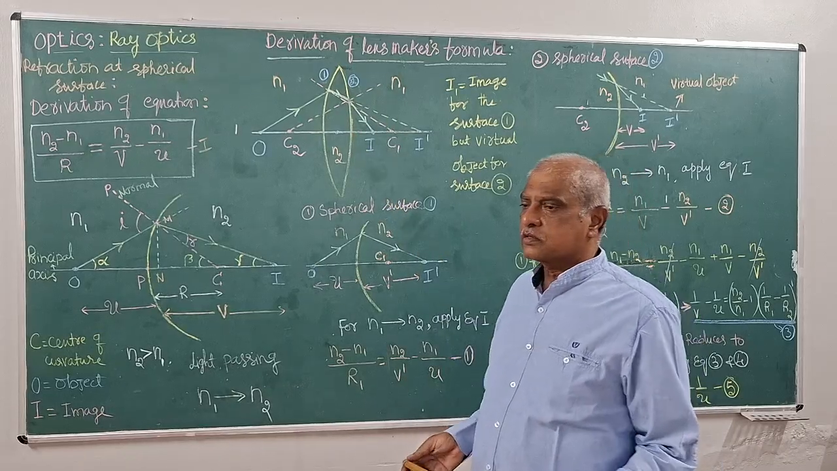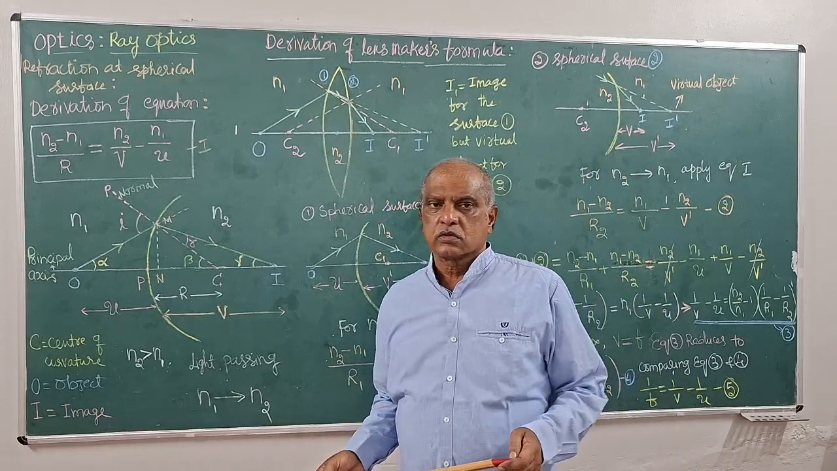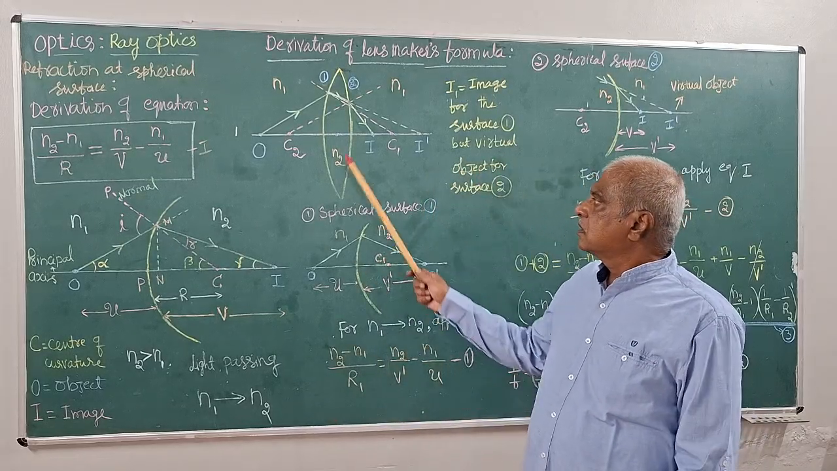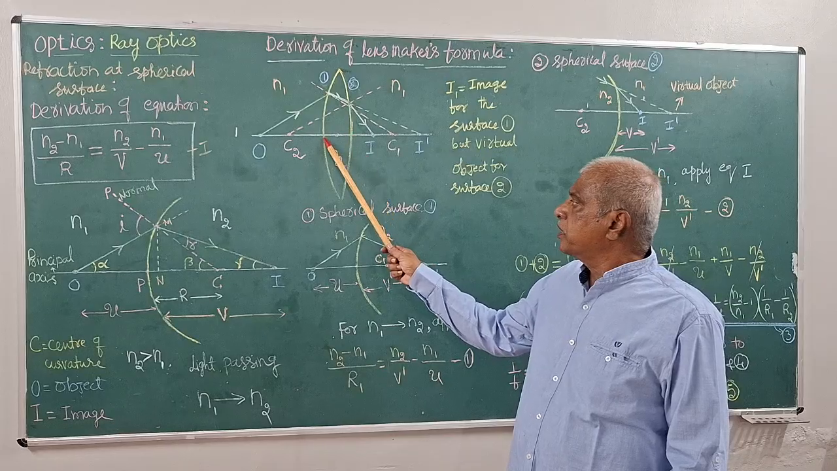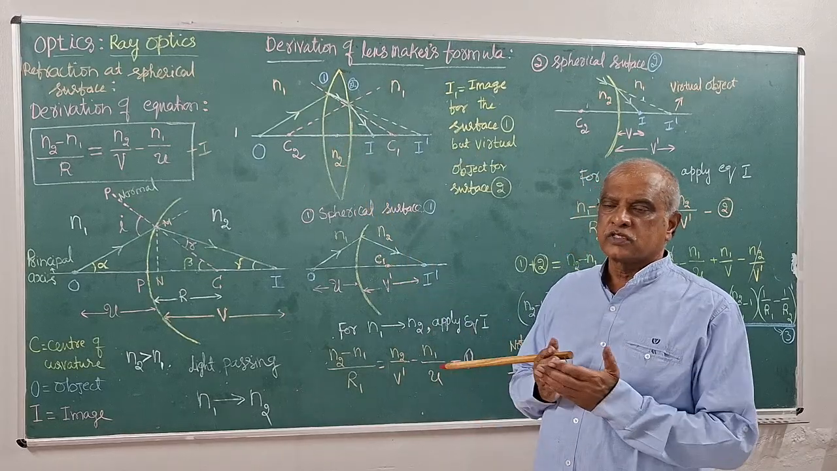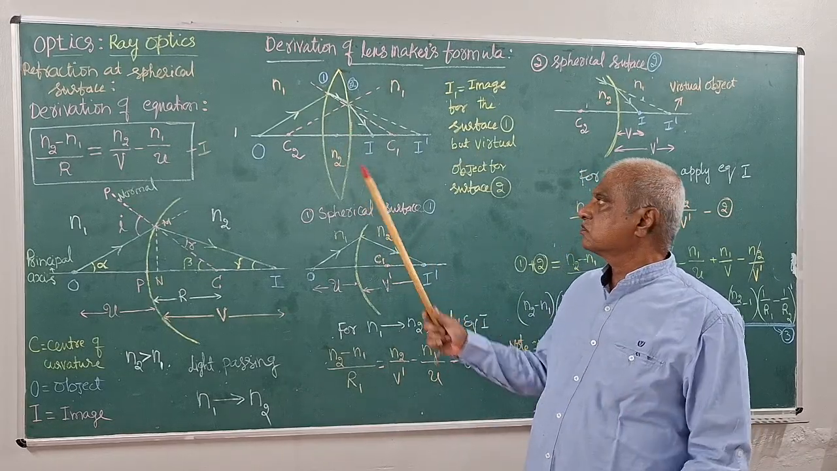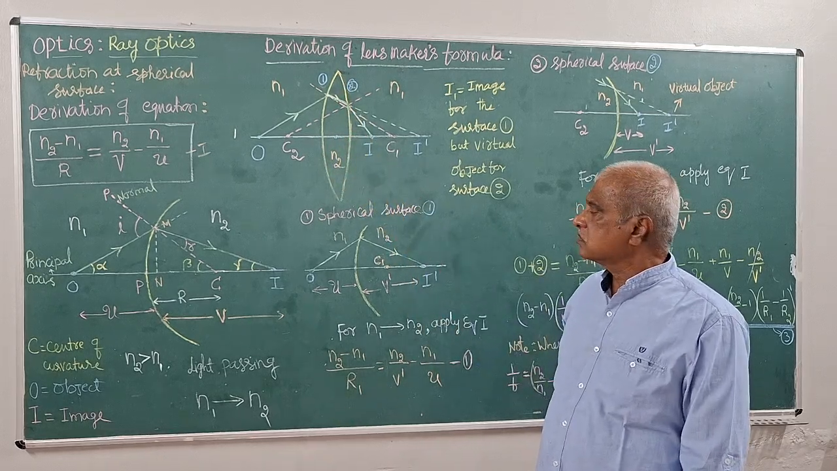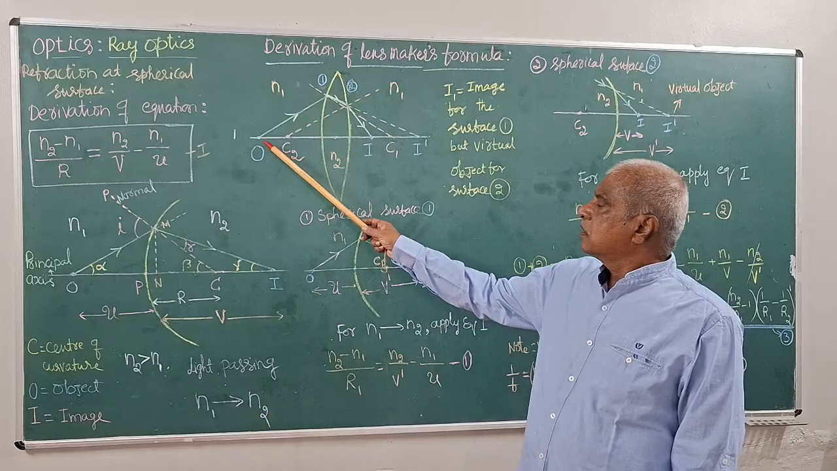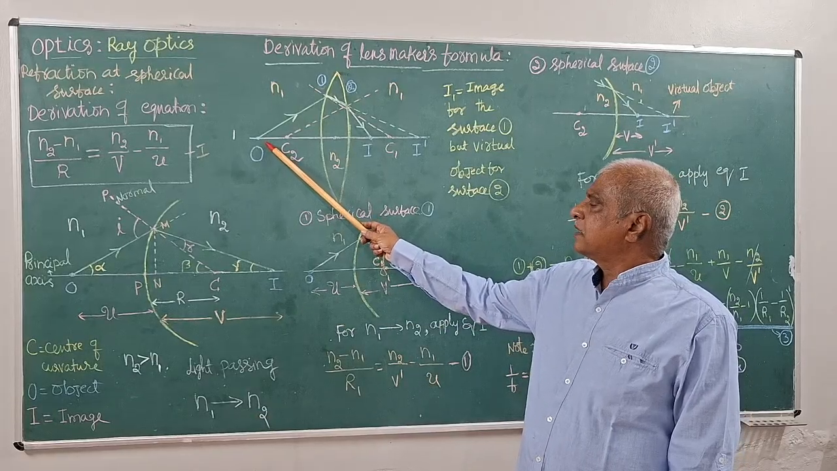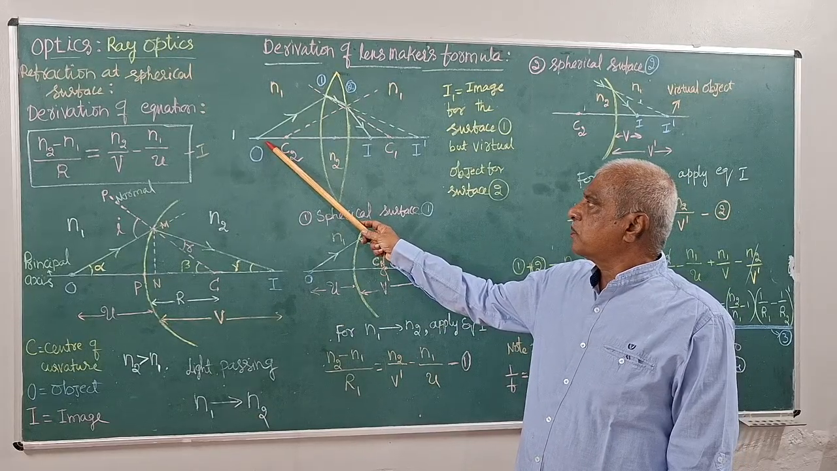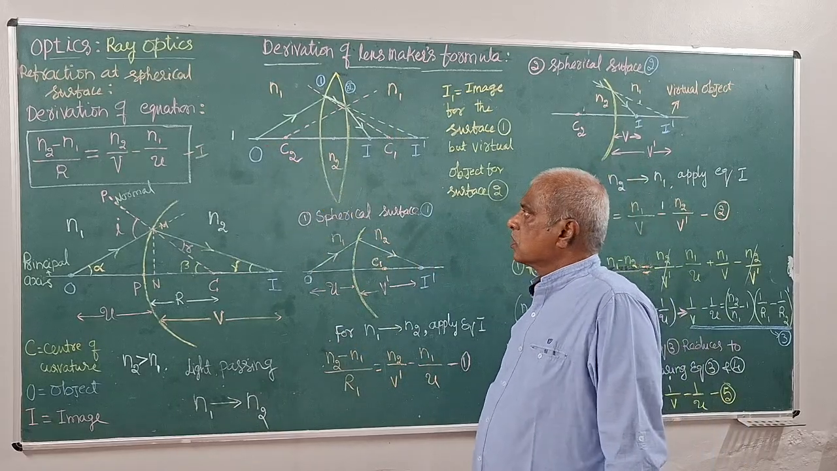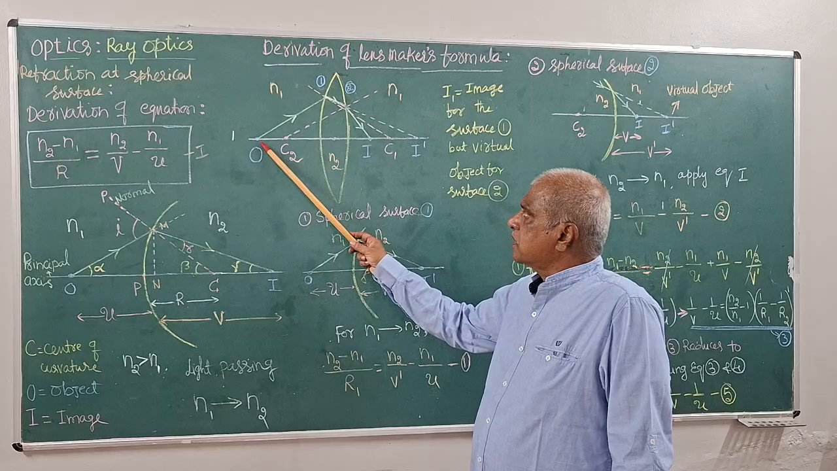In most cases, we use very thin lenses. If that is the case, these points are assumed to coincide, for a convex lens or concave lens. This line is called the principal axis. The object and the image always lie on the principal axis. Here we keep the object on the principal axis like this.